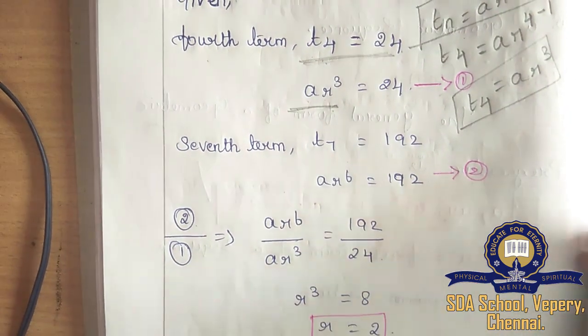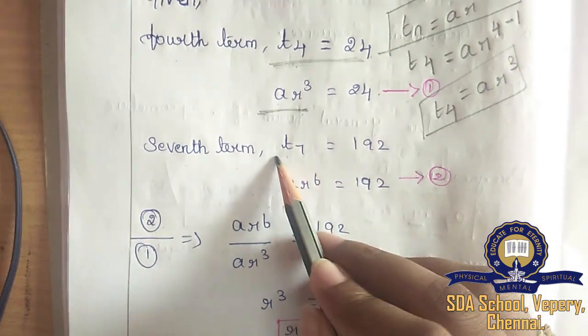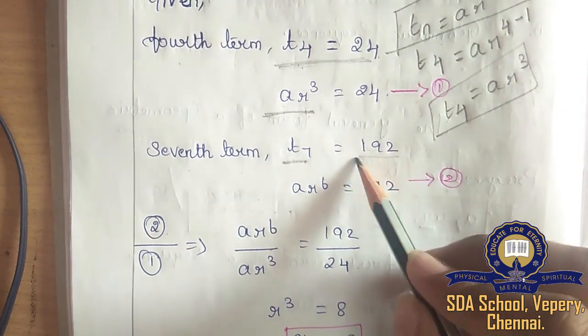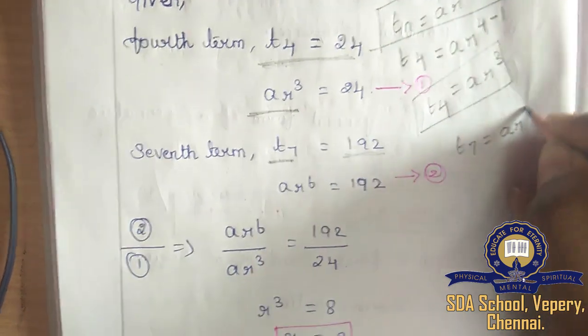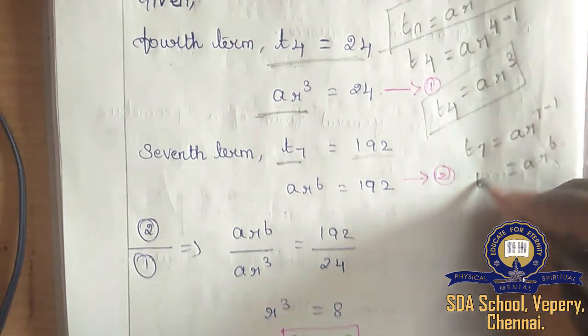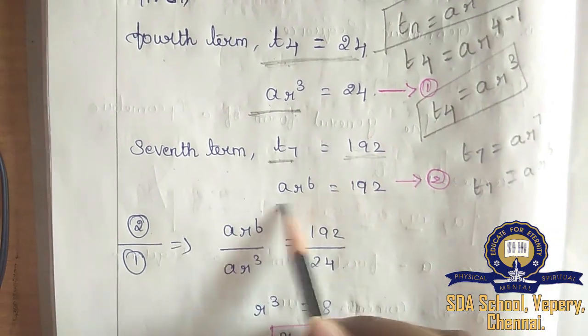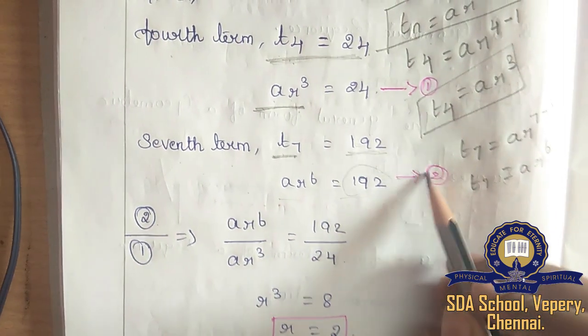Then again the second data is given. The seventh term, that is, the seventh term will be represented as T7, 192. So how will you find T7? a into r power 7 minus 1, which is nothing but ar power 6. So T7 can be written as ar power 6 is equal to 192, as given. So this is your second equation.